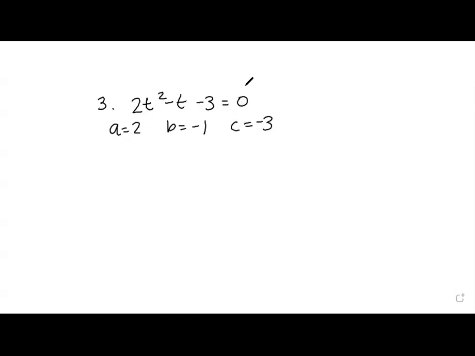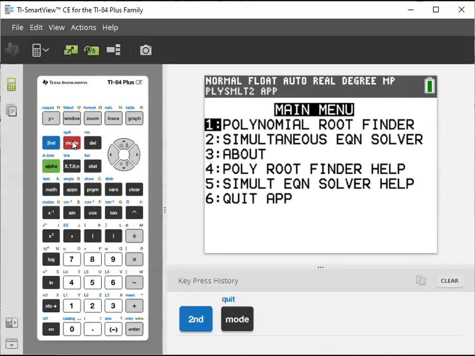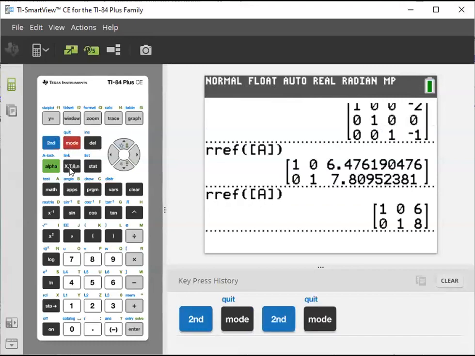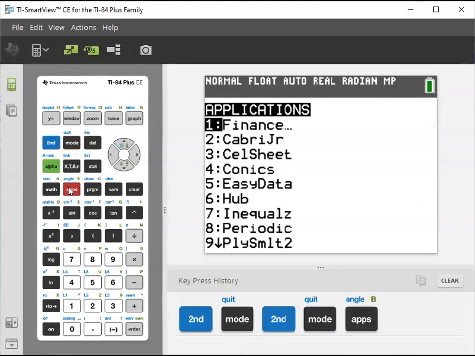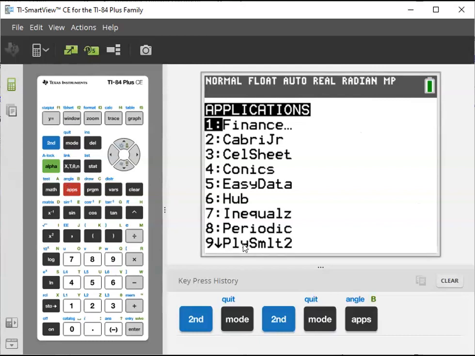Or on this one, I'm going to show you that poly root finder that we had. So I can show you that one up here. So if I do poly root finder, I would go to apps, and you do want to know how to do this. Probably not when you have something squared, but there is a problem that is cubed, and you'll want to know how to get to this if it's cubed. So to do this one, you hit your apps button, which is kind of diagonal from the alpha button, and you want to go down to where it says PLYSMLT2.